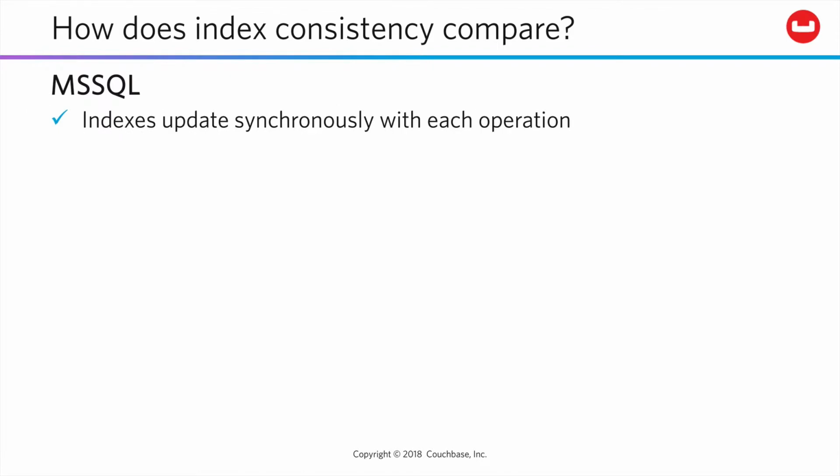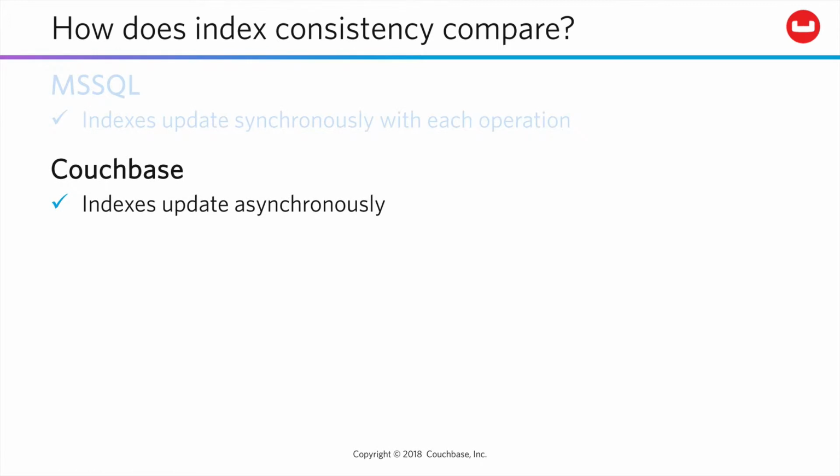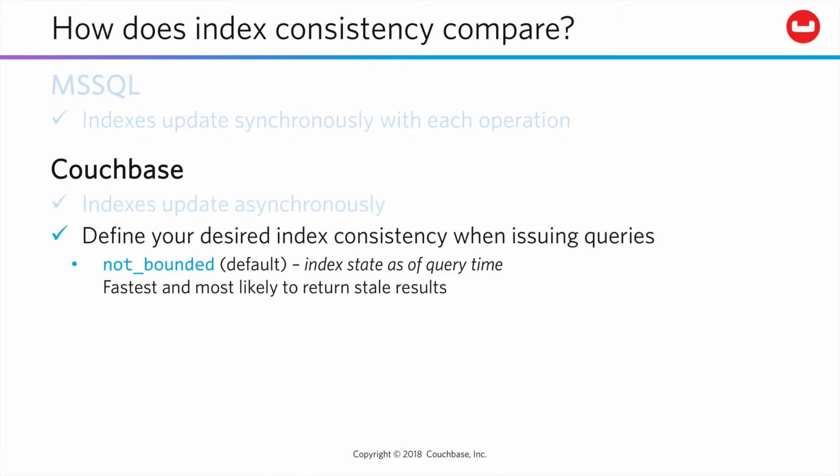Earlier, we noted that while SQL Server updates indexing with each operation, Couchbase indexes update asynchronously. For high mutation rate use cases where this could be an issue, the SDK lets you specify your desired consistency on a per-request basis. By default, queries are not bounded, and an index is used in its state as of the query time. Now, this is fastest, and also most likely to return stale results.